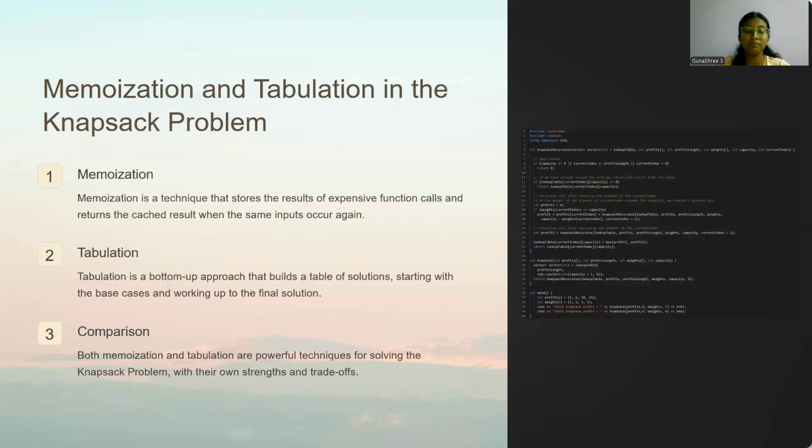Moving on to memoization and tabulation in the knapsack problem. First one is memoization. It is a technique that will store the result of expensive function calls and also return the cached result when the same input occurs again. Next thing is tabulation. Tabulation is a bottom-up approach that will build a table of solutions, starting with the base cases and working up to the final solution. Next is the comparison. Both memoization and tabulation are powerful techniques for solving the knapsack problem, with their own strengths and trade-offs.